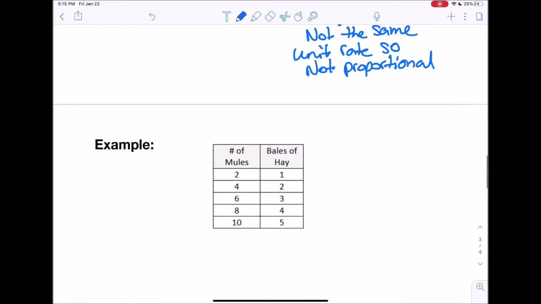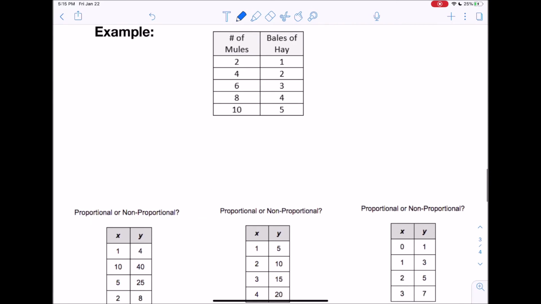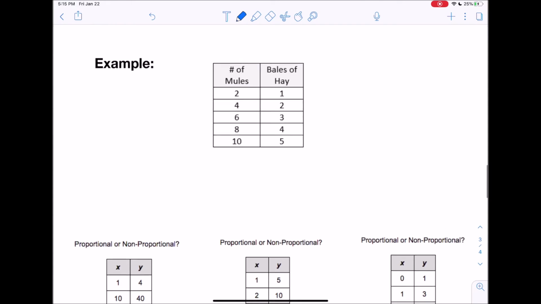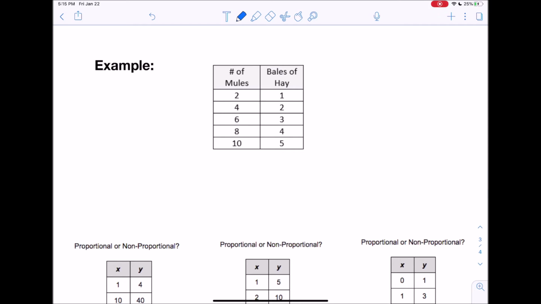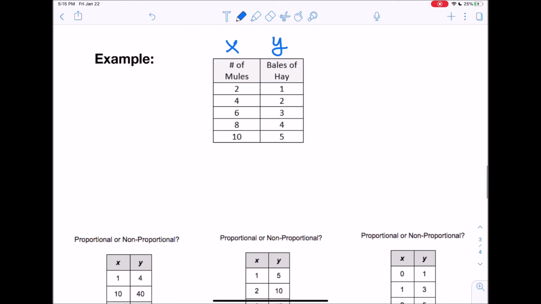All right? So let's take a look at a couple more examples. Here we have a number of mules and the bales of hay. Maybe this is how much hay they bought. And once again, we're just going to go through and check to see if the unit rates are the same and if the origins are good. So the first column is going to be your x, and the second column is going to be your y. And we know that the unit rate is y divided by x. So I'm just going to go through and do that.